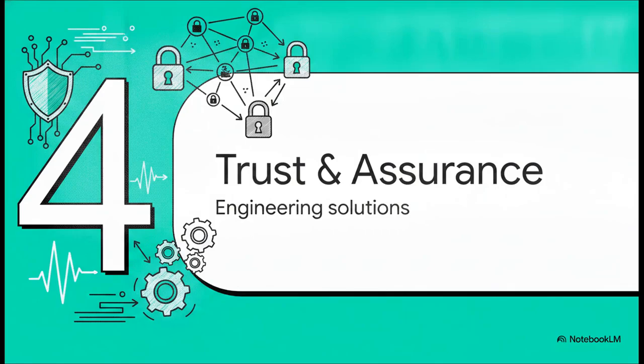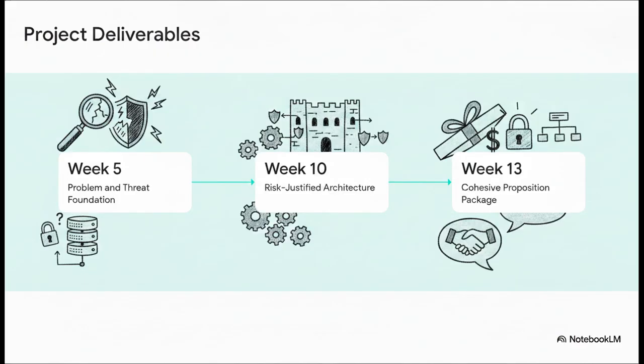Okay, Section 4, Engineering Trust and Assurance. So how exactly do the students engineer solutions for this incredibly complex system? Well, the course structures the solution through three major deliverables, which forms this really brilliant mini-narrative. By week 5, students must frame the problem and threat model, identifying the exact pain points. By week 10, they build a risk-justified architecture where they explicitly map their technical design back to those exact threats. And then by week 13, they finalize a value proposition package. This adds privacy, governance, and a cohesive business narrative.